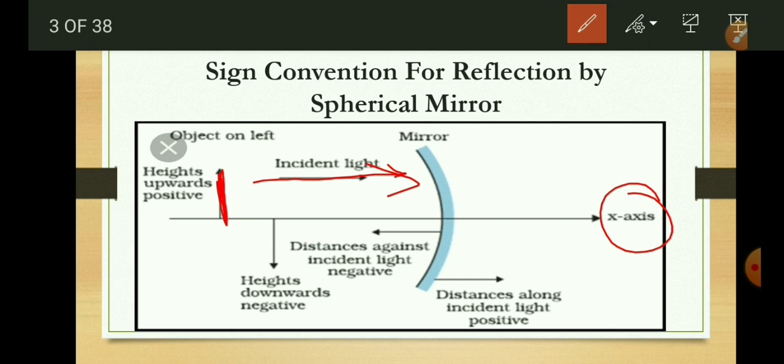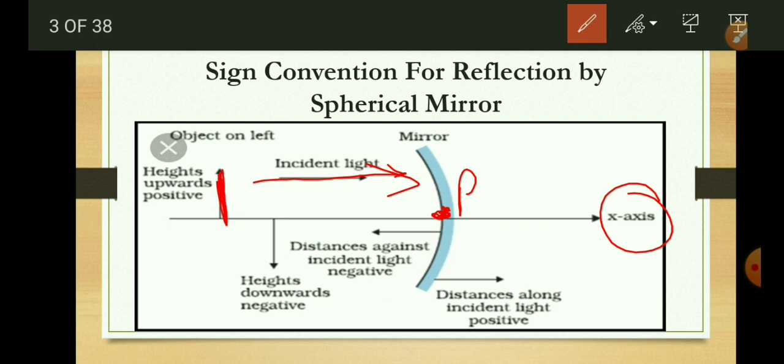All distances parallel to the principal axis are measured from the pole of the mirror. As I told, we will measure all the distances from the pole only. We will consider the pole as the origin. So, all distances parallel to the principal axis are measured from the pole of the mirror. All distances measured to the right of the origin along the x-axis are taken as positive and those measured to the left of the origin along the x-axis are taken as negative.